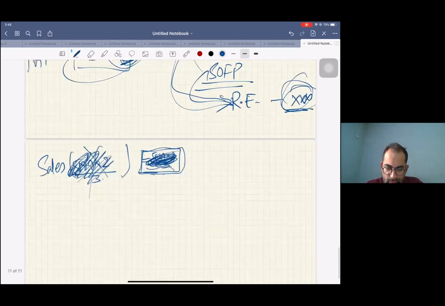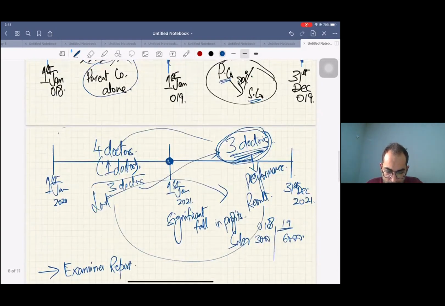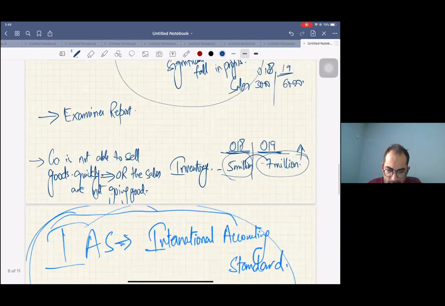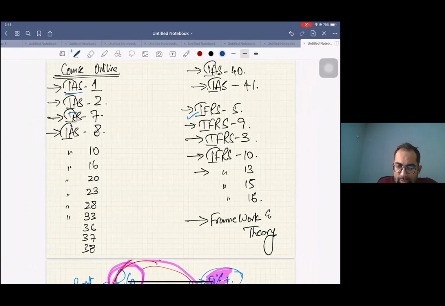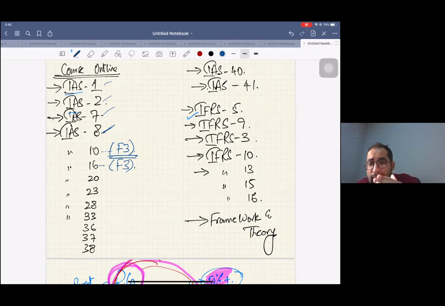Now, these IAS and IFRS standards are included in your course. See the screen, please. IAS 1, IAS 2 inventory, IAS 7, IAS 8 changes in accounting policies, changes in accounting estimates, prior period errors. Then IAS 10 events after the reporting period. This you have already done in your F3 exams, but don't worry, we'll do it here as well. IAS 16 you have done in F3, and there is some advanced portion of IAS 16 here, the revaluation side.